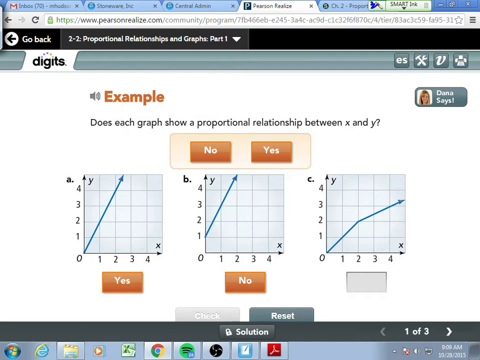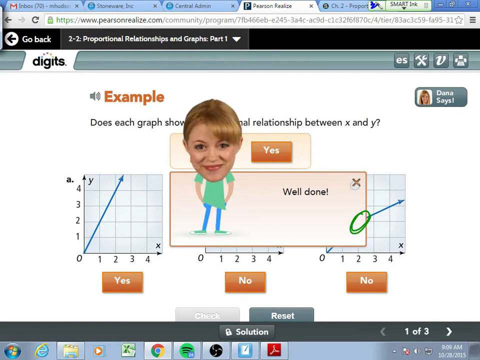And Bela, what about this graph? It's not a straight line. It has a kink in it. As soon as it changes direction, that ruins it. It is no longer proportional. Let me check it to make sure we're right. Well done.